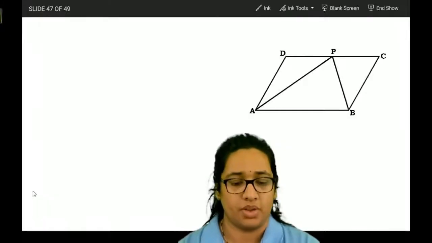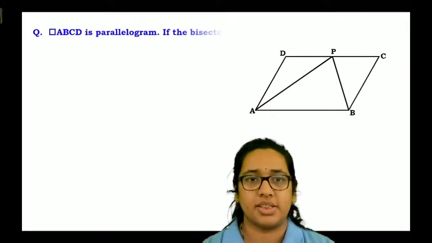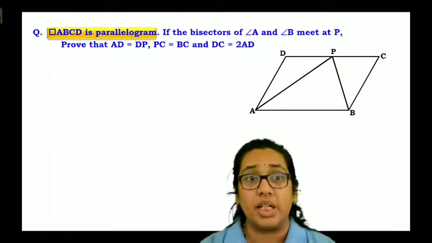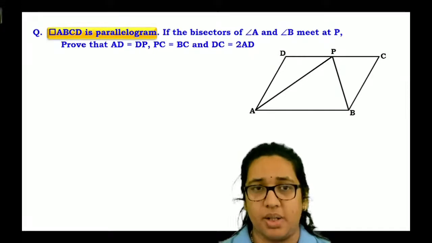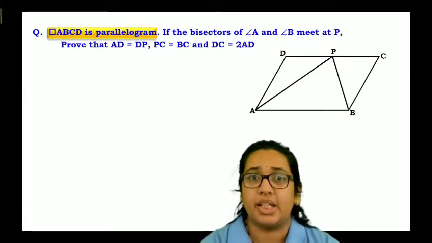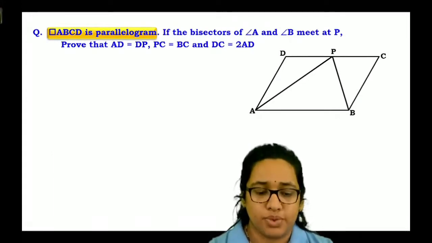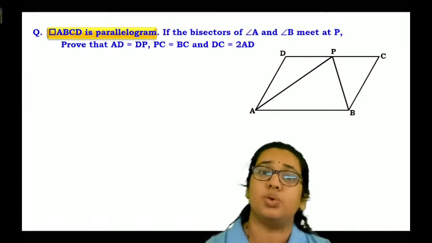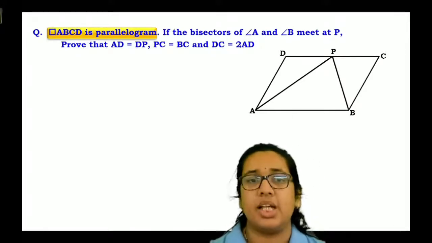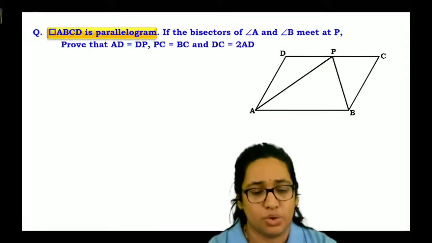Okay. So here we have the next question: ABCD is a parallelogram and the bisectors of angle A and B meet at P. Then prove that AD is equal to DP and PC equals BC, as well as DC is equal to 2 times AD.